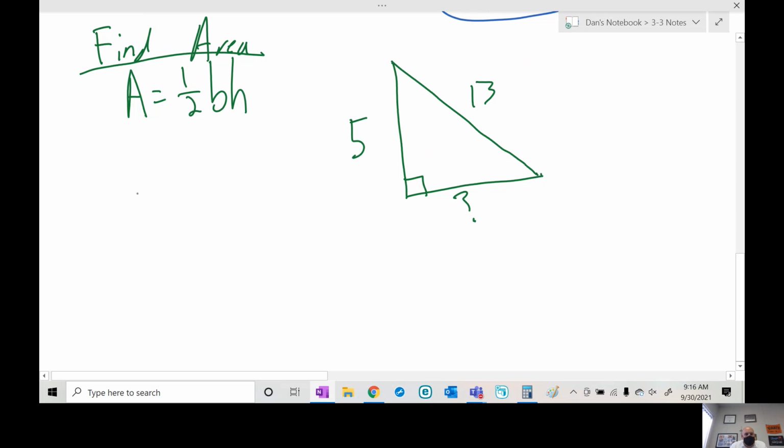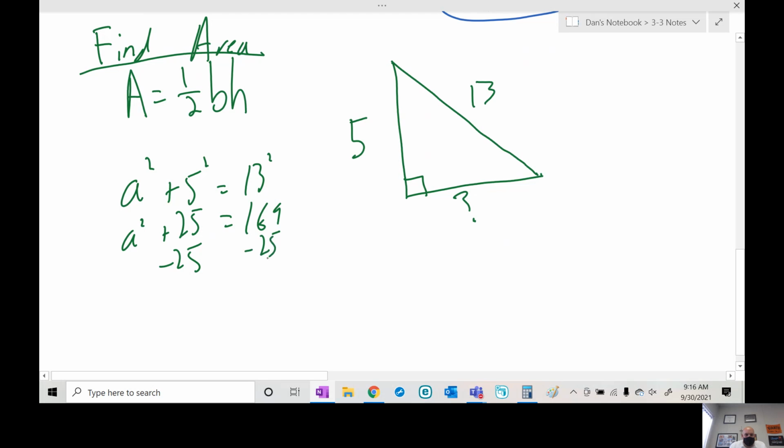So you'll use the Pythagorean theorem. A squared plus 5 squared equals 13 squared. And you're going to do this the same way that we just did this. Minus 25, minus 25. A squared equals 144. Take the square root, take the square root. A equals 12. But you're not done there because it's going to ask you to find the area.